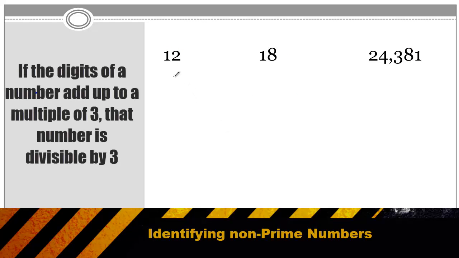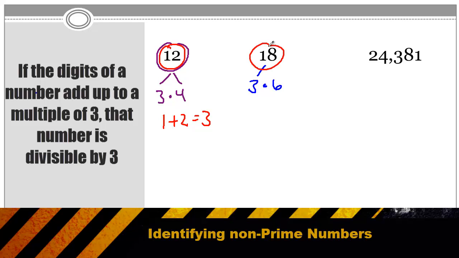There's also a pretty cool trick known as the rule of 3. And that is, when a number is divisible by 3, the individual digits of that number will add up to a multiple of 3. For example, we can see that 12 divides into 3 times 4. And if I were to take the numbers 1 and 2 and add them, so 1 plus 2, I get the number 3. With 18, I know that 18 is divisible by 3. 18 breaks down to 3 times 6. But if I didn't know that, I could take the digits 1 and 8 and add them together, and I would get 9. And 9 is a multiple of 3.